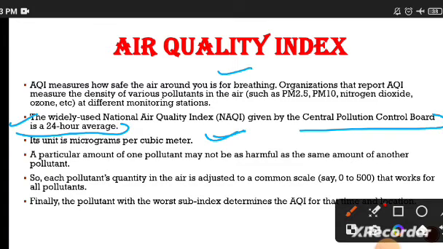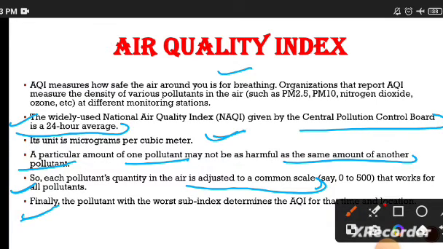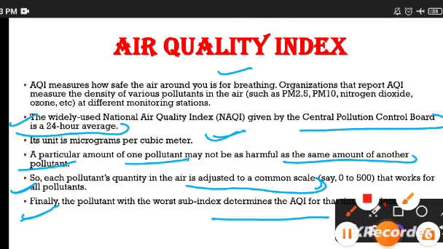A particular amount of one pollutant may not be as harmful as the same amount of another pollutant, so each pollutant's quantity in the air is adjusted to a common scale that works for all pollutants. And finally, the pollutant with the worst sub-index determines the air quality of that time and location.